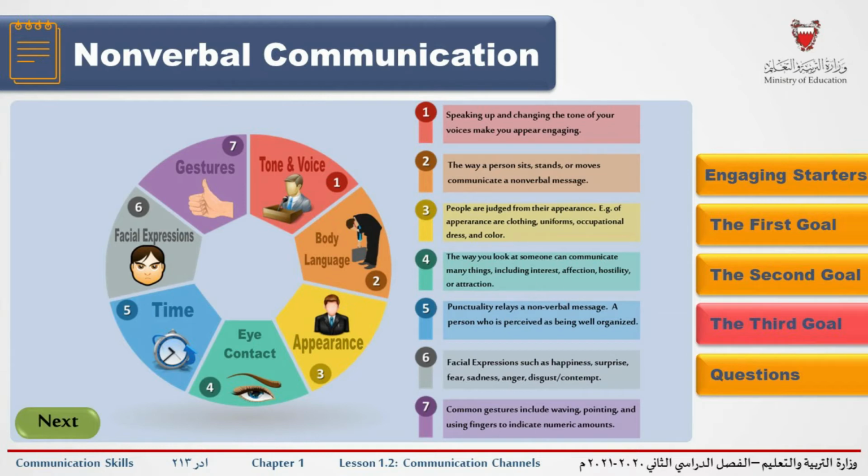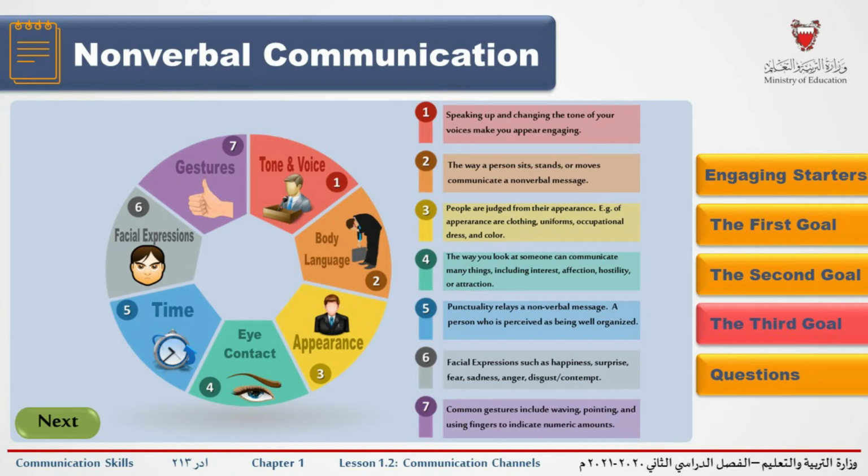Nonverbal communication. Number 1. Tone and voice. Speaking up and changing the tone of your voices make you appear engaging. Number 2. Body language. The way a person sits, stands, or moves communicate a nonverbal message. Number 3. Appearance. People are judged from their appearance, such as clothing, uniforms, occupational dress, and color. Number 4. Eye contact. The way you look at someone can communicate many things, including interest, affection, hostility, or attraction.